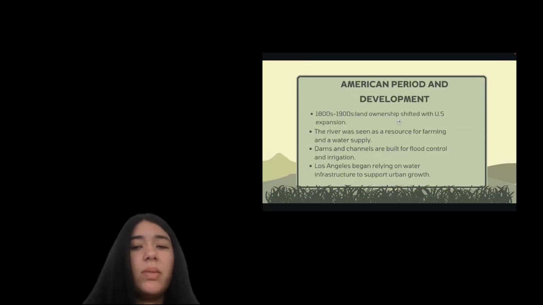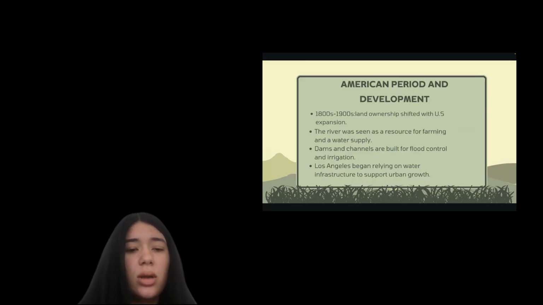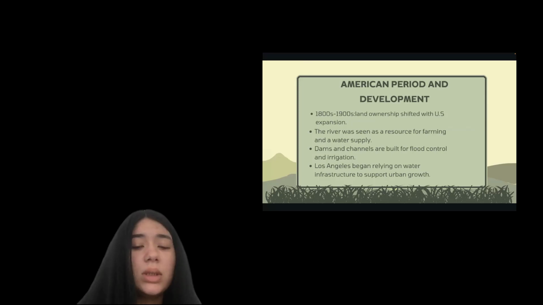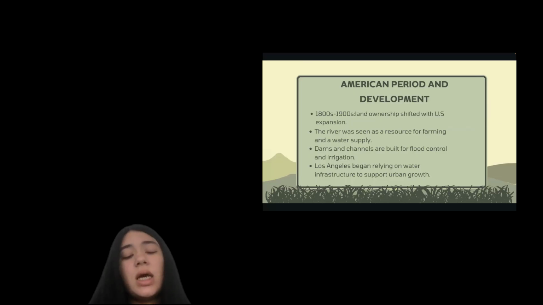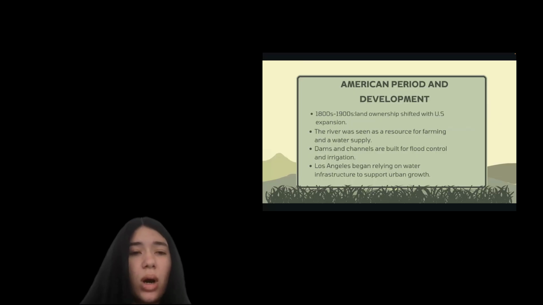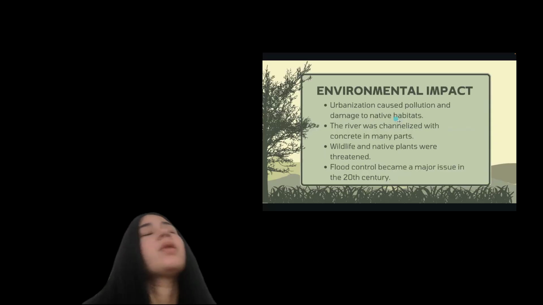American period and development. Between the 18th and 19th centuries, land ownership shifted with U.S. expansion. The river was seen as a resource for farming and a water supply. Dams and channels were built for flood control and irrigation. Los Angeles began relying on water infrastructure to support urban growth.